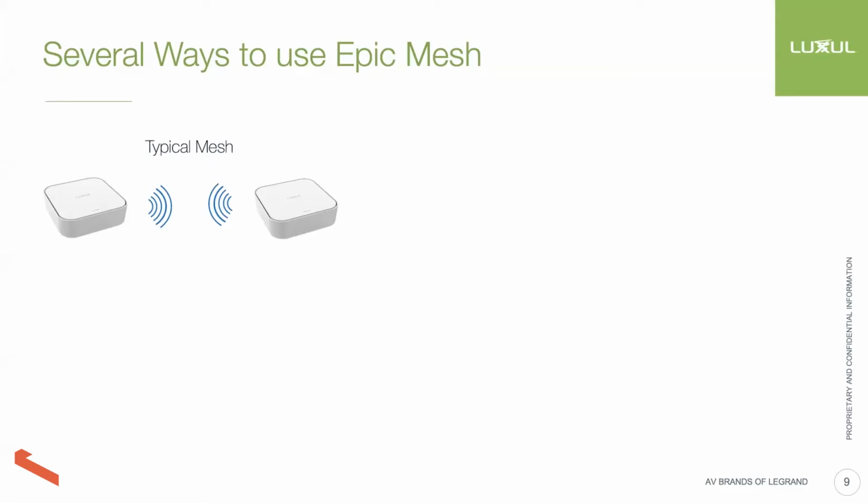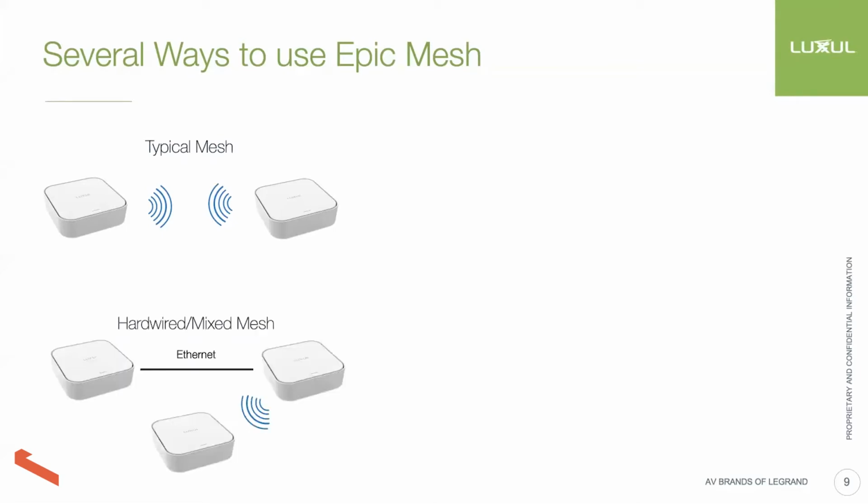And then they're wireless to wireless to wireless. Another way, like Nick just mentioned, is a hardwired or a mixed mesh system. So you can mix and match, like we just talked about, in the same network and have some of them be wired and some of them be wireless or whatever you need to do. The third option is one that maybe people haven't quite thought of.